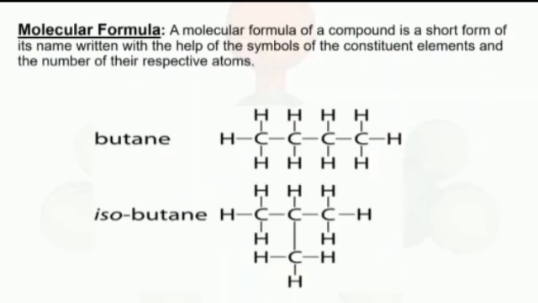Molecular formula of a compound is a short form of its name written with the help of the symbols of the constituent elements and the number of their respective atoms. A molecule of a compound is formed by a chemical combination of atoms of two or more elements. Therefore, a molecular formula is used to represent a compound.